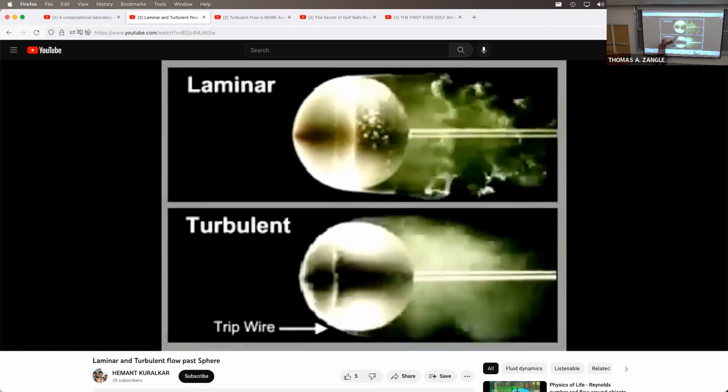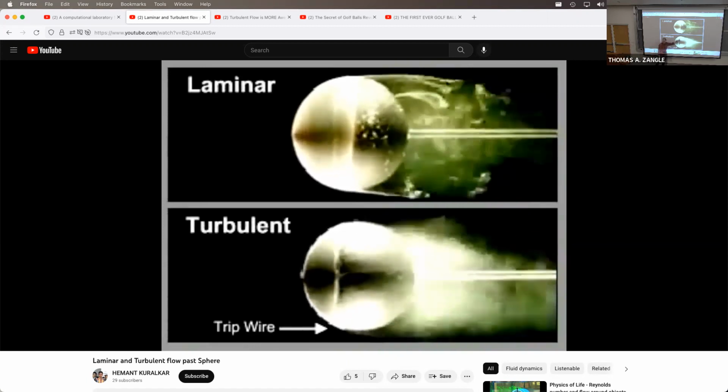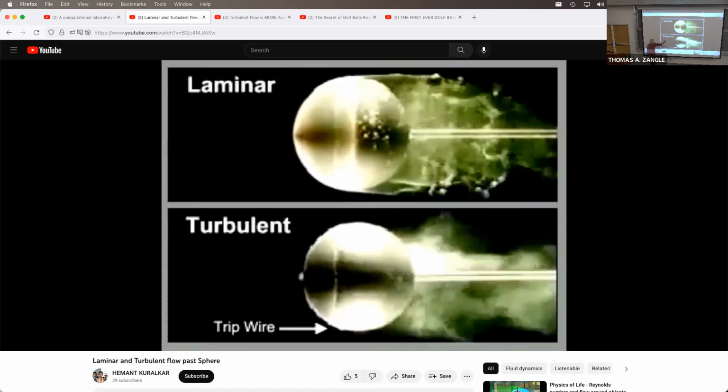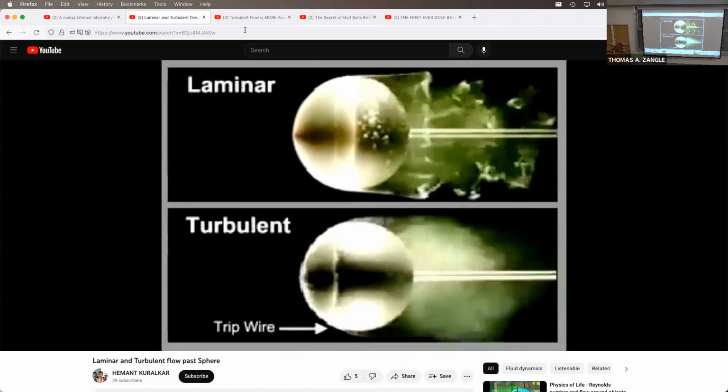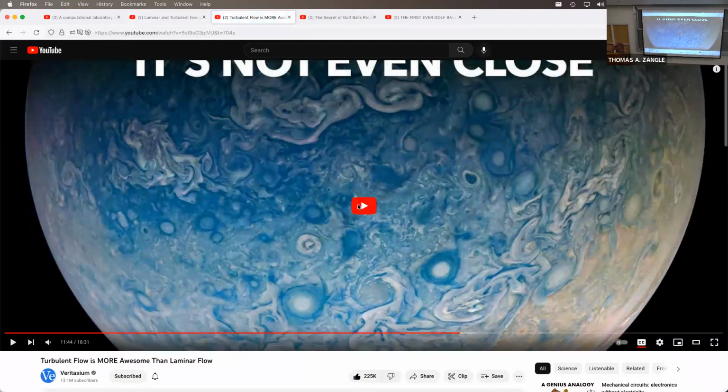And we can see that here the transition to turbulence is induced by a tripwire. But in golf balls, we don't have a tripwire. We have dimples. Let's look at that. So this is like a counterpoint. We saw laminar flow is awesome from Smarter Every Day. This is like a counterpoint from Veritasium saying turbulent flow is more awesome than laminar flow. You can watch the full video, but we're just going to watch a short piece.